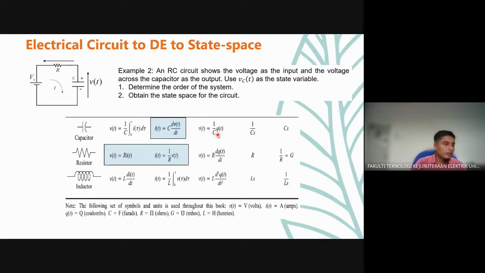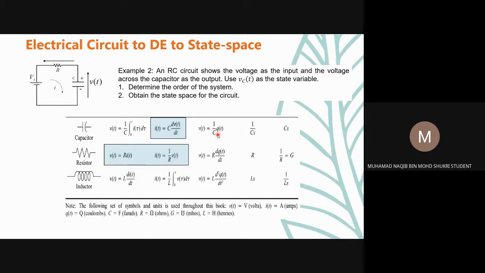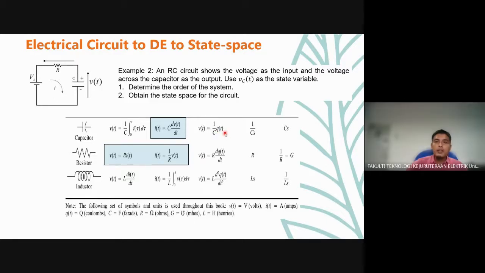Okay, anyone? dA over dt, derivative. Yep, that's correct. So because this is the derivative. And then also you can see the keyword here, use VCT as the state variable. So this is the state variable, dVCT over dt.